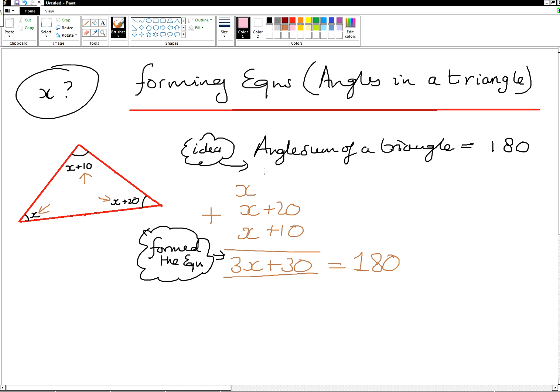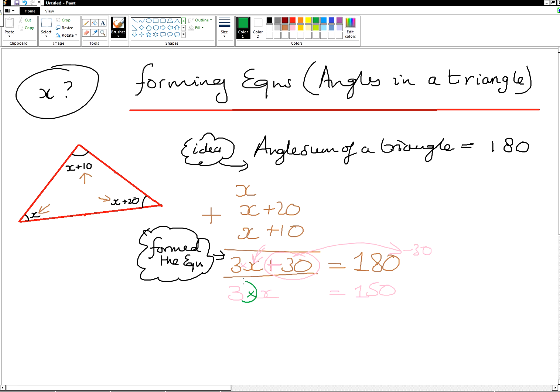Okay, so let's solve it now. So we start at x. x has been timed by 3 and then added by 30. So which is the first action? Times by 3. And the plus 30 is the second. And we always move the second action first. Opposite of add 30 is take away 30. That will give us an answer of 150. So 3x equals 150.